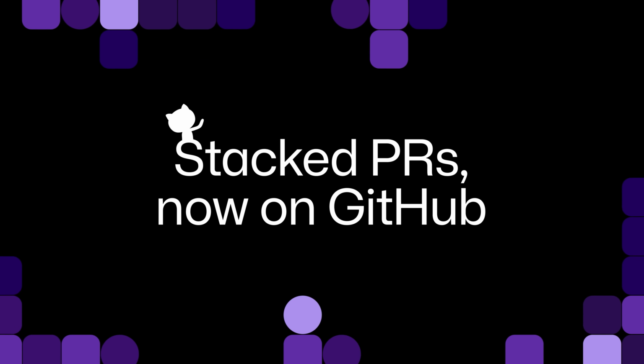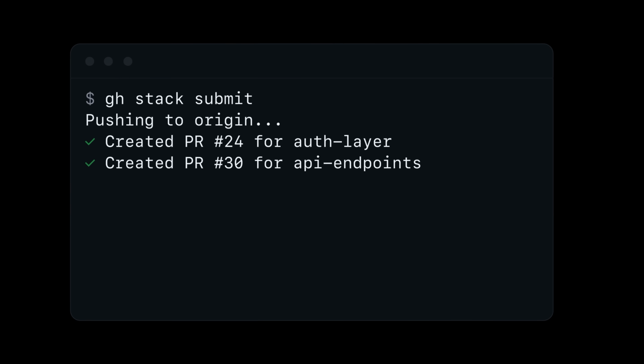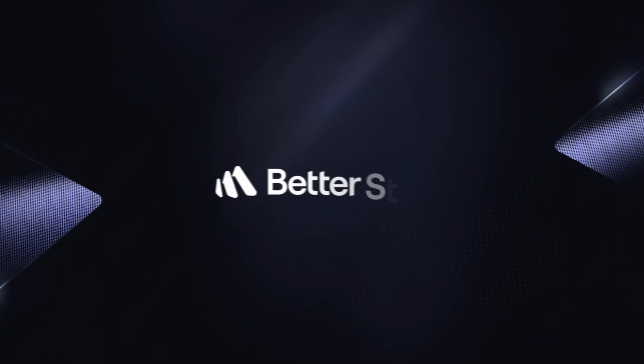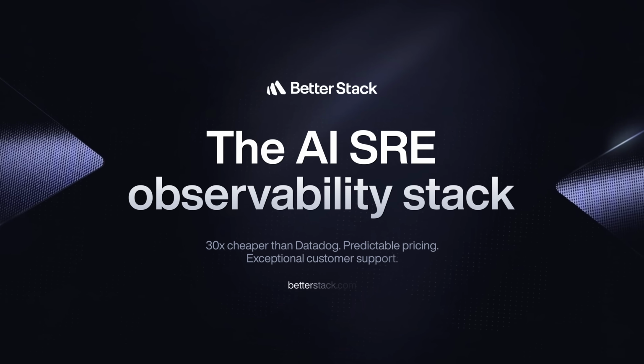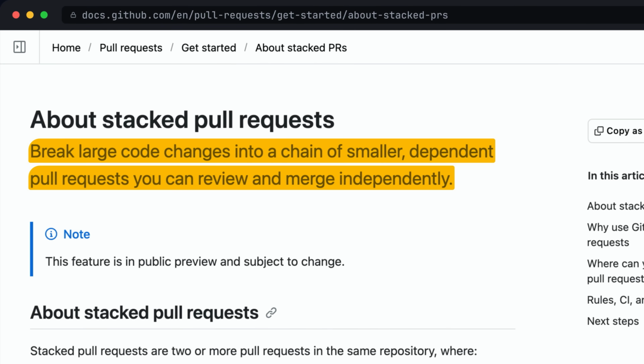GitHub has just released its biggest update in years: stacked PRs, a brand new way to break down massive PRs into more manageable chunks. In this video, we're going to cover exactly what they are and why you'd use them. Stacked PRs are a powerful but fairly simple concept. Break large code changes into a chain of smaller dependent pull requests you can review and merge independently.